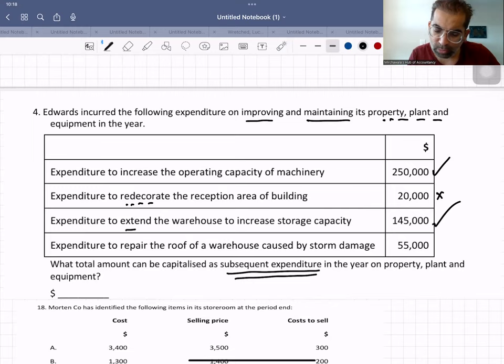Expenditure to repair, it's a proper repair, so it's an expense. So 250 plus 145, yes, 395K is the answer.